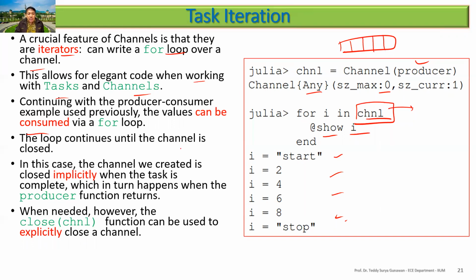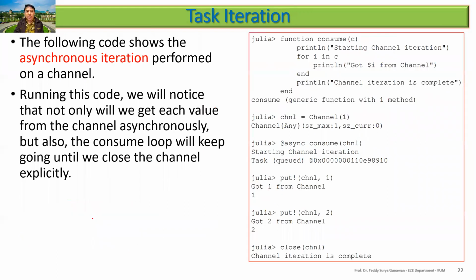The channel we created is closed implicitly when the task is complete. So this is implicit closing, when this ends here. However, when needed, the close channel function can be used to explicitly close a channel. That means you are no longer using the channel, so you cannot produce and consume from the channel.